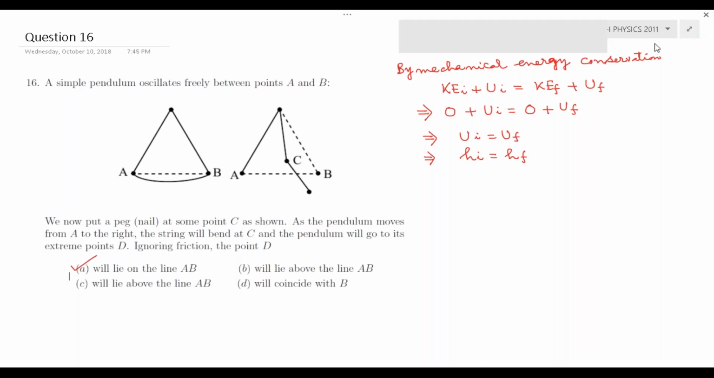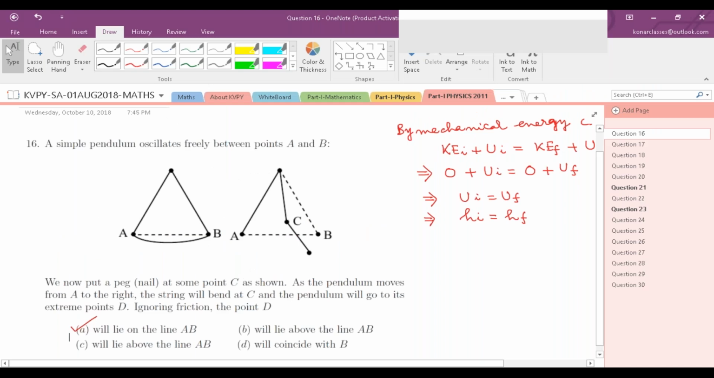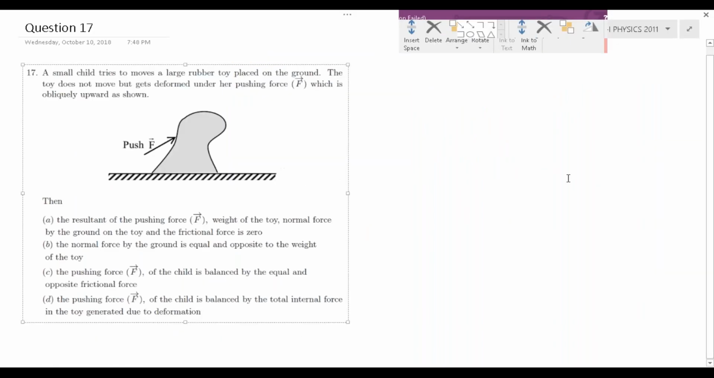Okay, if we go to the next question, it says a small child tries to move a large rubber toy placed on the ground. The toy does not move but gets deformed. That is very important. It is not moving and it is getting deformed. So 'does not move' is a very important statement in this question. It gets deformed under her pushing force F, which is obliquely upward as shown. Now out of these four options, which one is going to be correct?